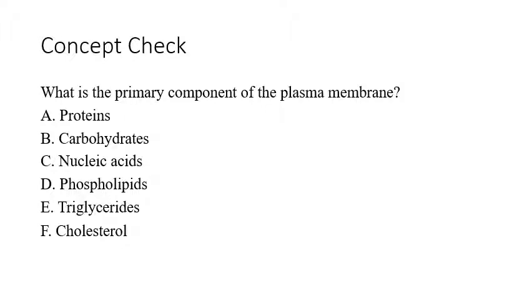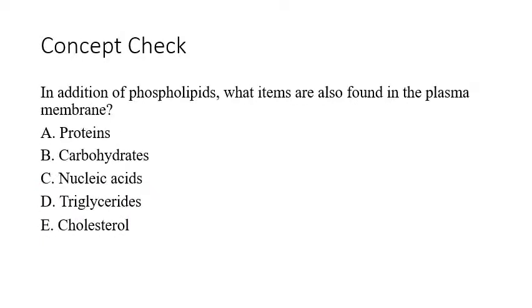All right, so a couple questions here to check your knowledge. What's the primary component of a plasma membrane or cell membrane? All right, hopefully you guessed phospholipids, so that's the main component of the cell membrane. And then in addition to phospholipids, what else do we find in the cell membrane? Take a moment to think about that. What else is in there?